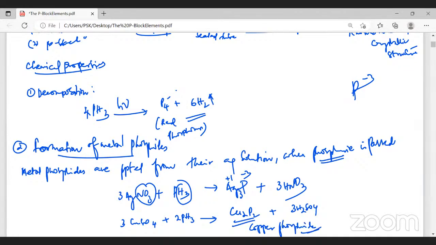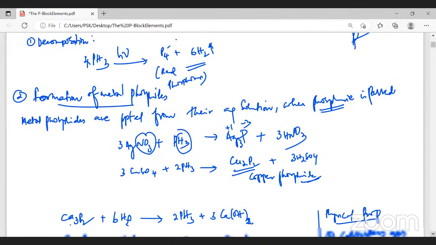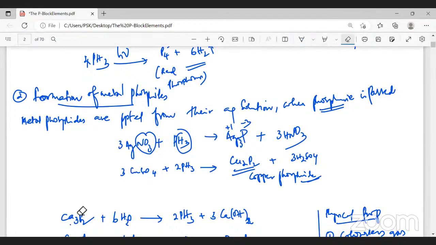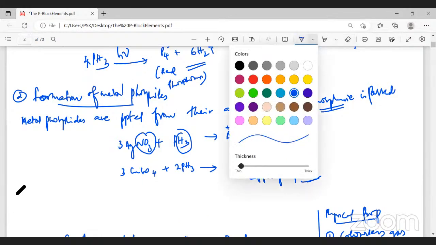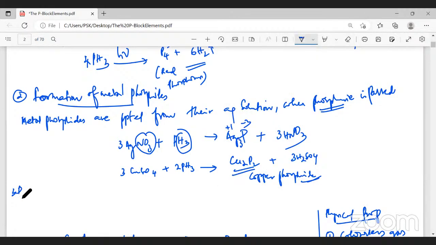It's called copper phosphide. So this is the chemical property. One more chemical property we have of phosphine is the basic nature. Third property is basic nature.